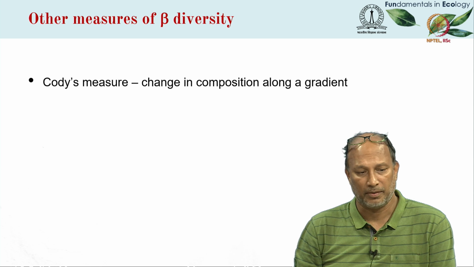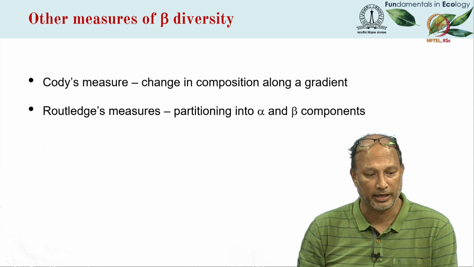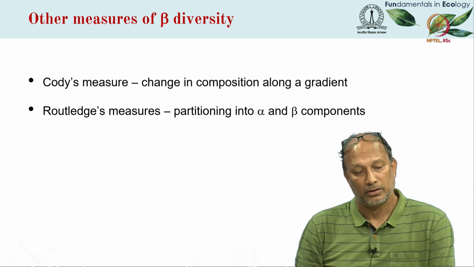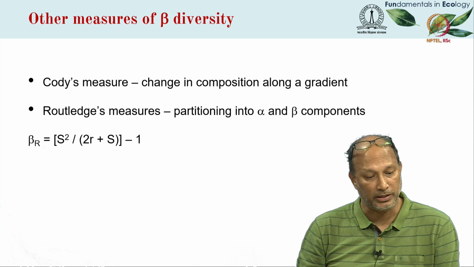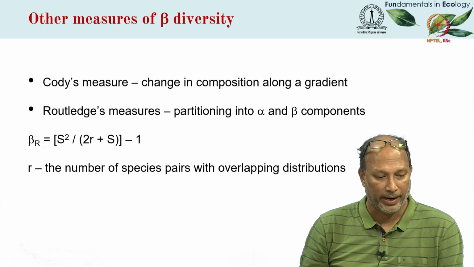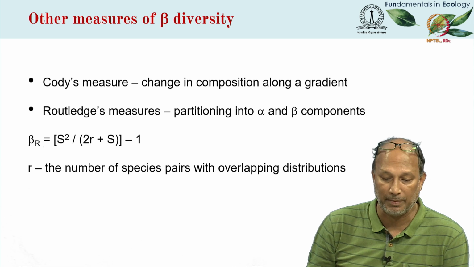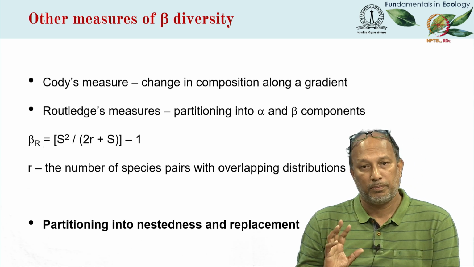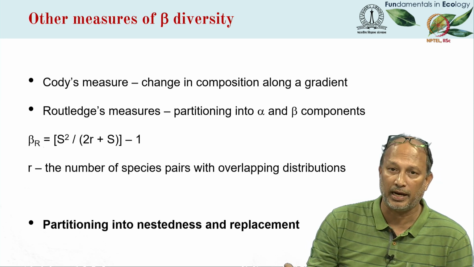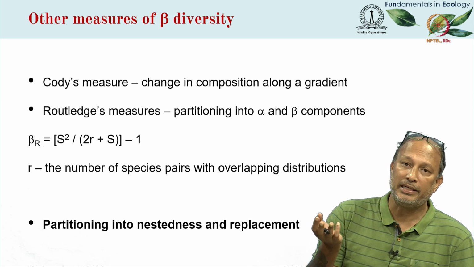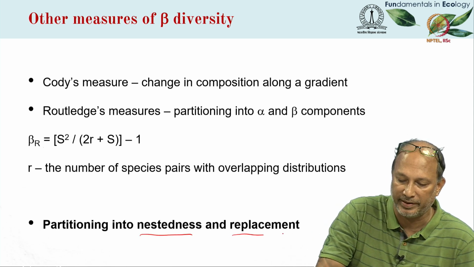Similar measures of beta diversity have been proposed. Cody uses a change in composition along a gradient. Routledge partitioned beta into alpha and beta components, where in this particular form R is the number of species pairs with overlapping distributions. But another element of beta that was important to consider and compute was that beta can come about from 2 different processes. It can come about from nestedness and it can come about from replacement.